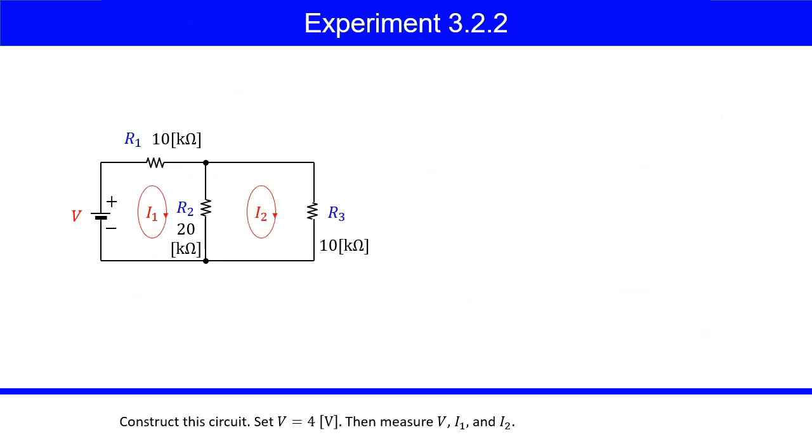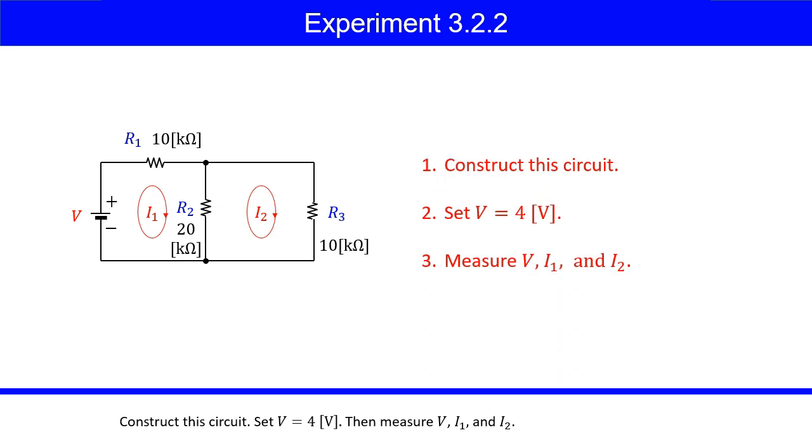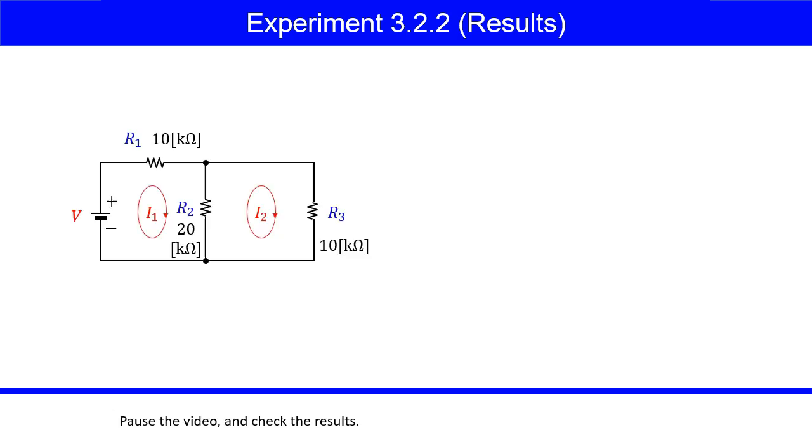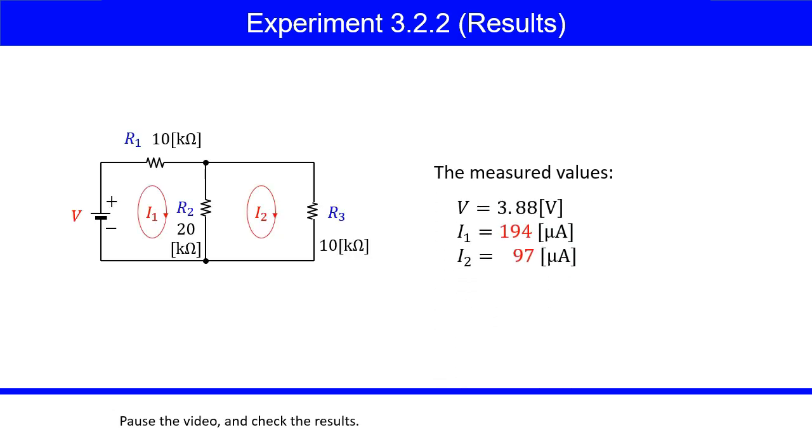Experiment 3.2.2. Construct this circuit. Set V equals 4 volts. Then measure V, I1 and I2. The results of experiment 3.2.2. Pause the video, and check the results.